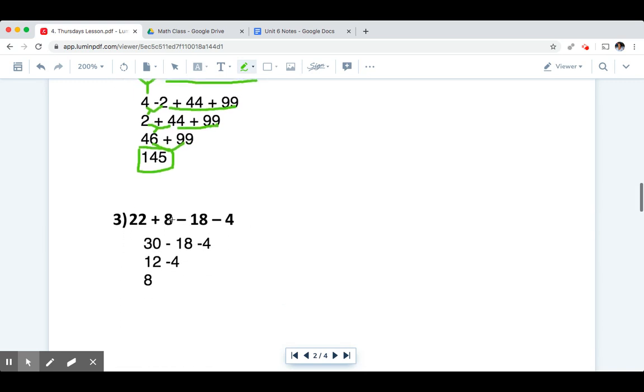For number 3, again, there's only addition and subtraction, so we'll solve from left to right. First, 22 plus 8 is 30. Next, 30 minus 18 is 12. And last, 12 minus 4, it gets us a final answer of 8.